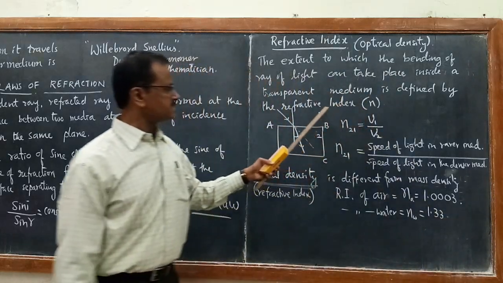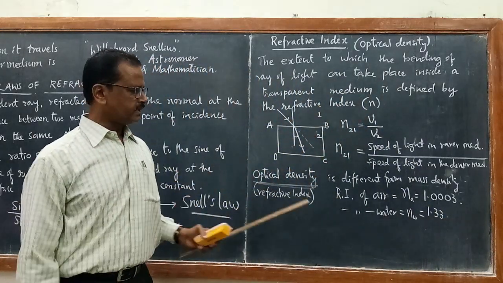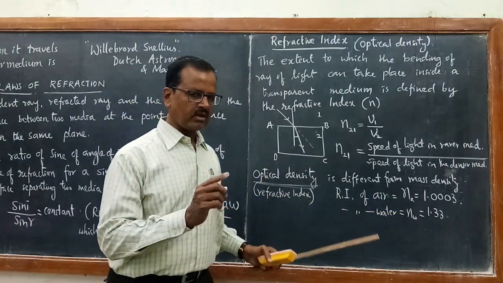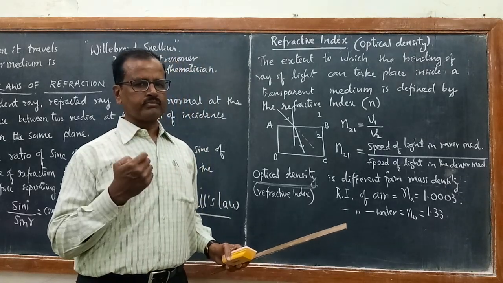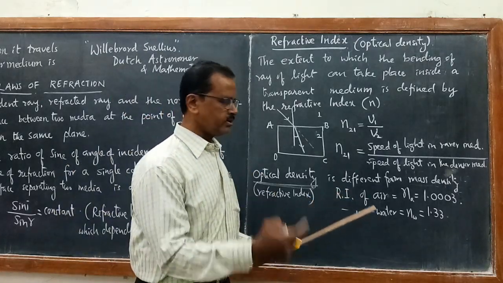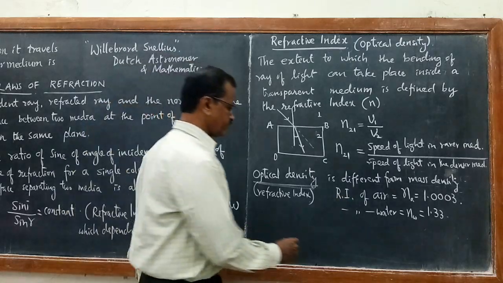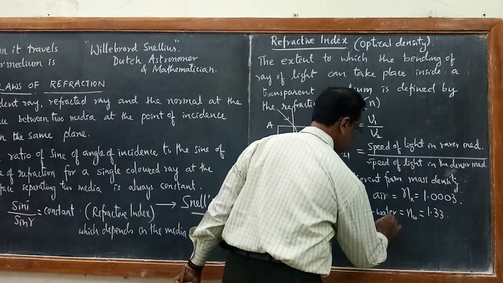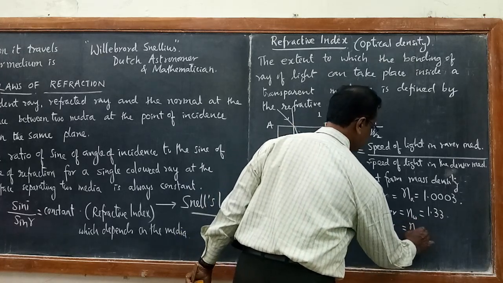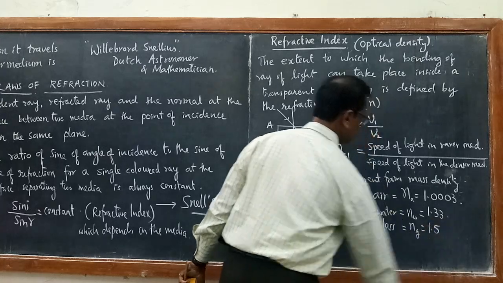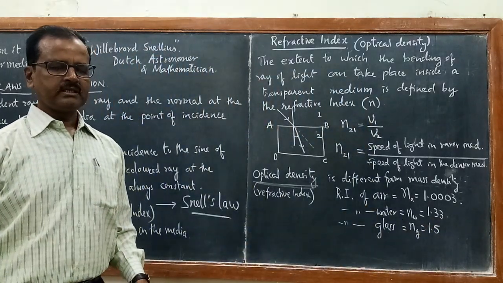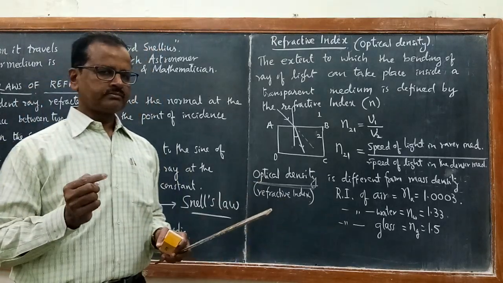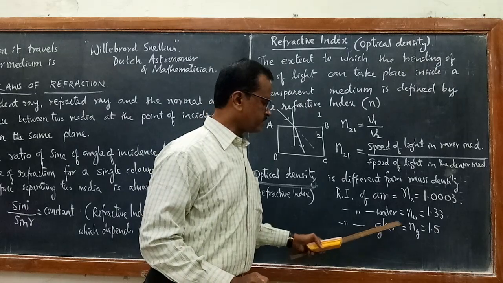When I say that this refractive index is a relative term, then what do you mean by refractive index of water? It is always refractive index of water with respect to vacuum. Refractive index of air with respect to vacuum. Refractive index of glass, if I write it as Ng, it is 1.5. Refractive index of glass means it is refractive index of glass with respect to air or vacuum.